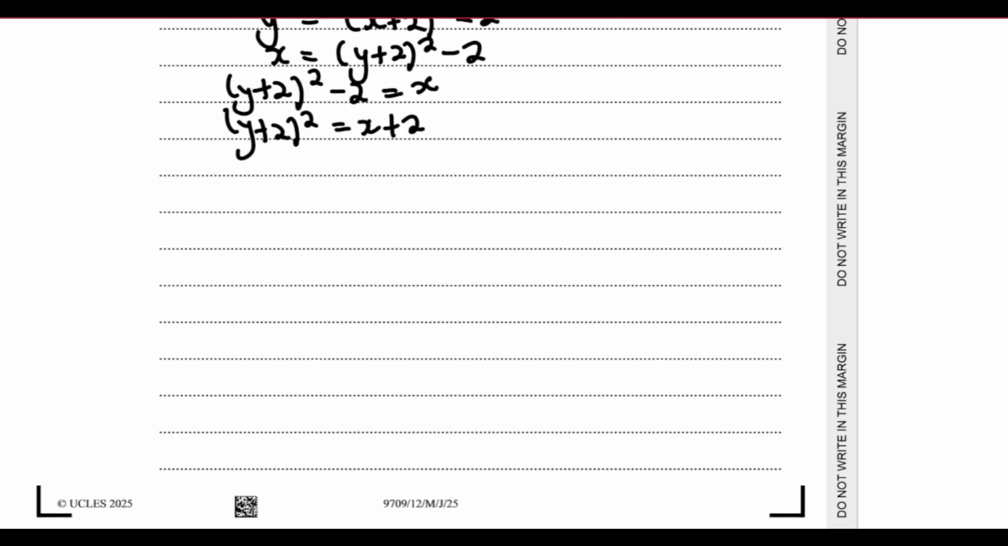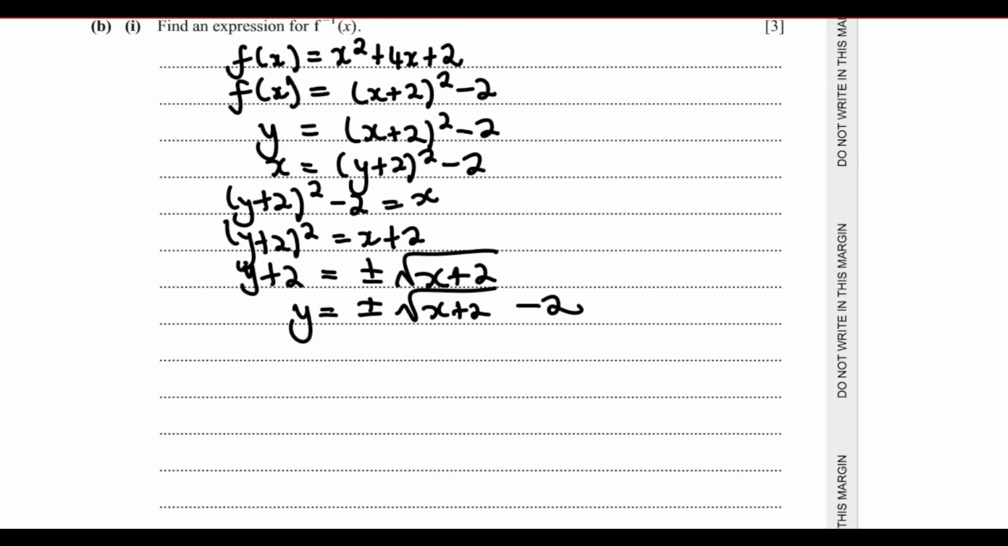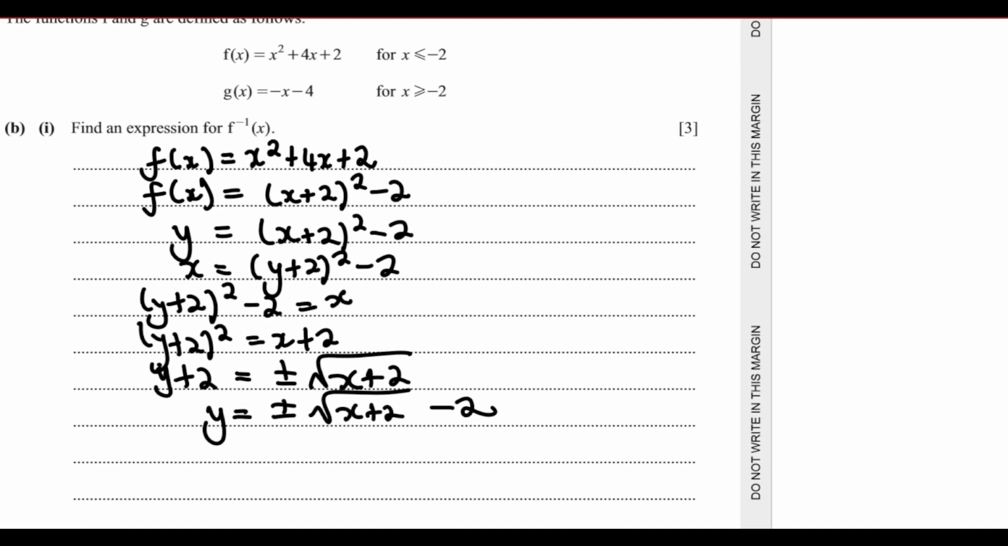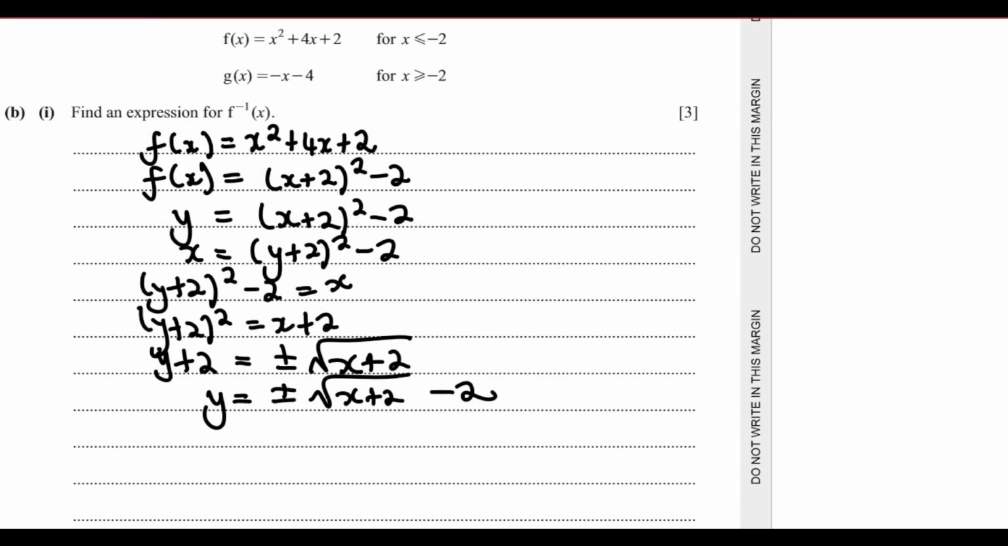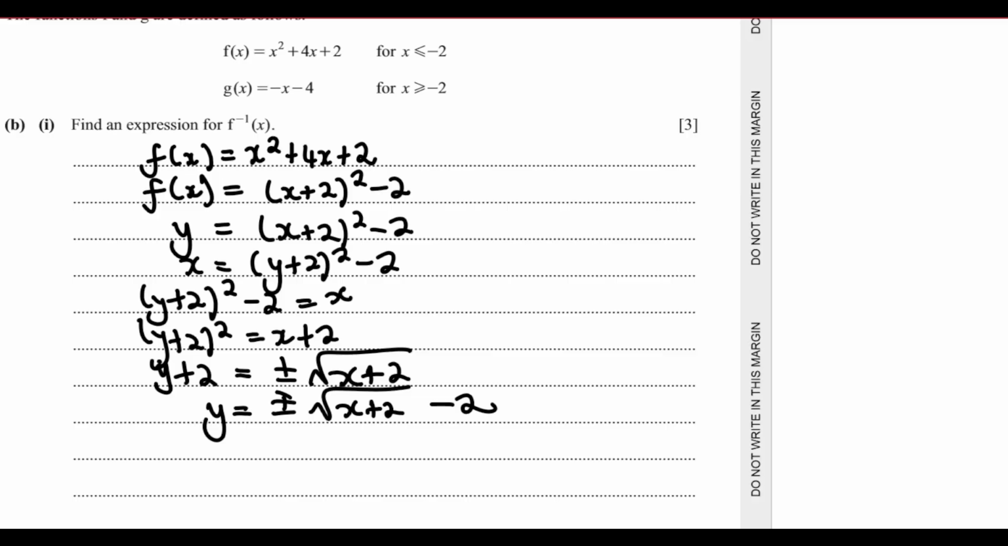Okay, we need, for now, plus or minus. So y is plus or minus 2, but we can't have both. Otherwise, the inverse won't be one to one. We need it to be one to one. Now, how do we know? Do we need to take the plus or the minus?